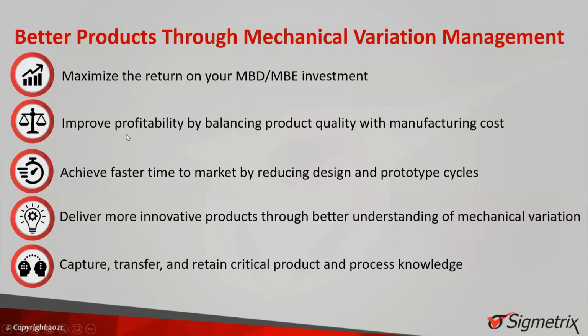The second one is improve profitability by balancing the quality and the cost. So you know how to tighten or loosen the tolerance value to balance the manufacturing cost. And the third one, achieve faster time to market. So you can reduce the iteration number of the prototyping. The fourth, deliver more innovative products through better understanding of mechanical variation.